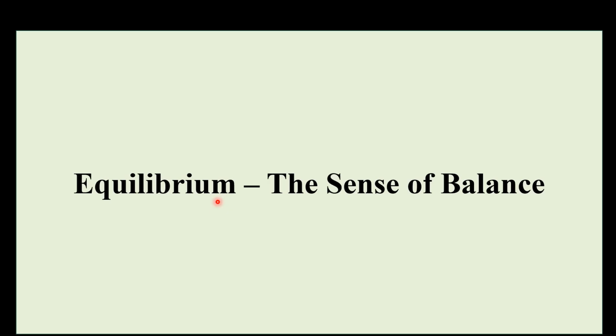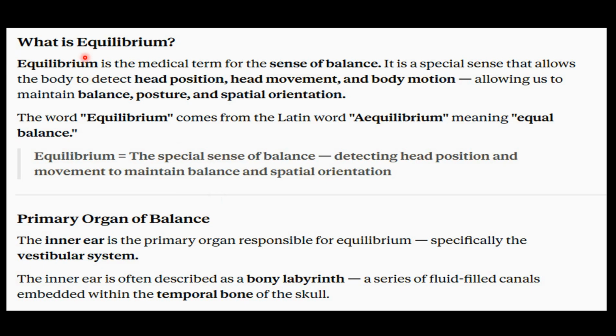Alright, so let's get started and see what we have in equilibrium, the sense of balance. Definition-wise, it's quite simple. Equilibrium means the medical term for the sense of balance, and it is the special sense that allows the body to detect head position, head movement and body motion, and allows us to maintain balance, posture and spatial orientation.